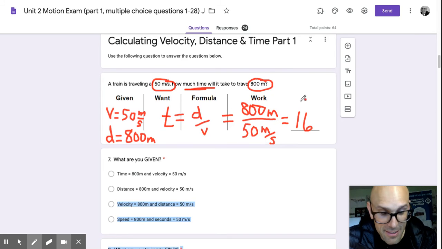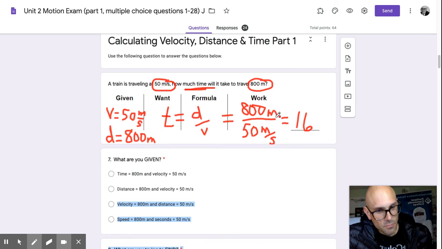16, and what are the units? It's seconds. How do I get that? Well, you could do some algebra here, meters divided by meters per second. Seconds in the denominator, and the denominator is actually in the numerator. It's like a double negative. Don't worry about that. But what you can do is just look back here.